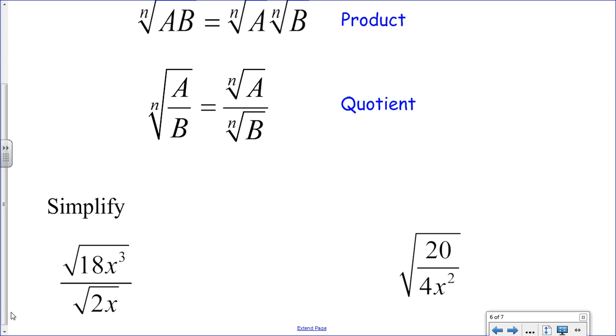Sometimes it's better to put them together. Sometimes it's better to break them apart. If I look at this first problem, I see, okay, 18 is not a perfect square, 2 is not a perfect square. But 18 divided by 2 is a perfect square. So putting these together is going to be the easiest thing.